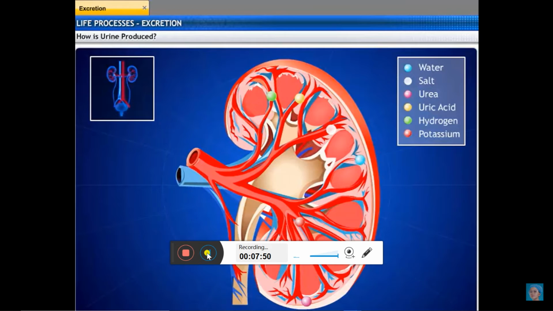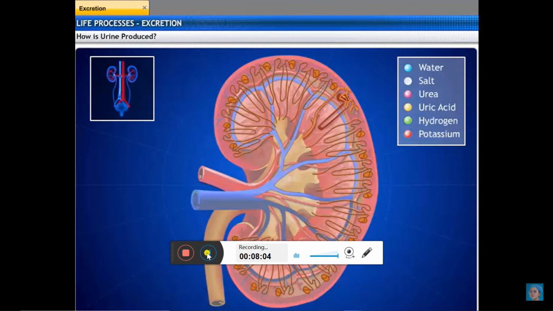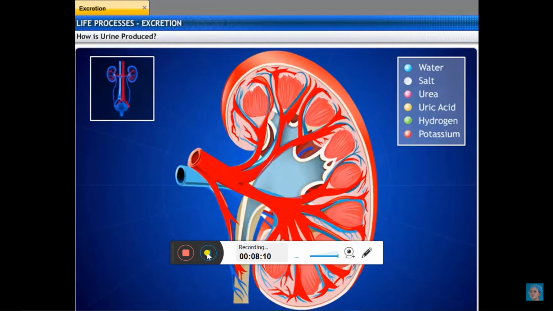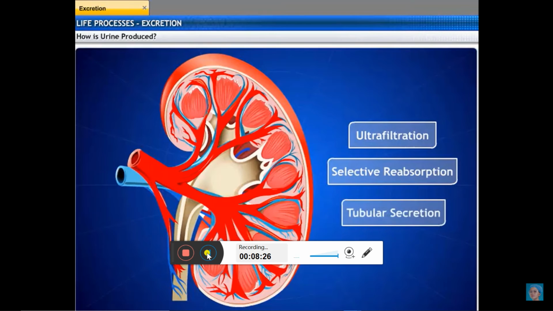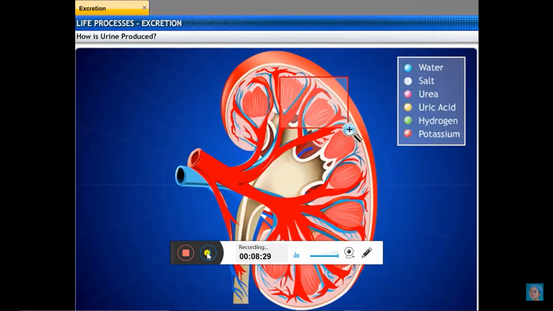Waste products in the body are transported by the blood to the kidneys through the renal arteries. Unwanted waste and toxic products such as urea, uric acid, hydrogen, and potassium ions are left behind in the kidneys. These excretory products are removed by the nephron in the form of a liquid called urine. The kidney performs three functions leading to urine formation: ultrafiltration, selective reabsorption, and tubular secretion.